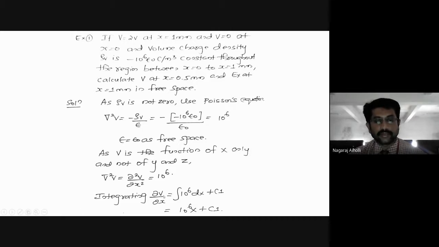Then next, if we want v, then what we have to do? This is del v by del x. If we want only v, then what we are supposed to do to this del v by del x? Again, we have to integrate it. Once we integrate it, we will get in terms of v.